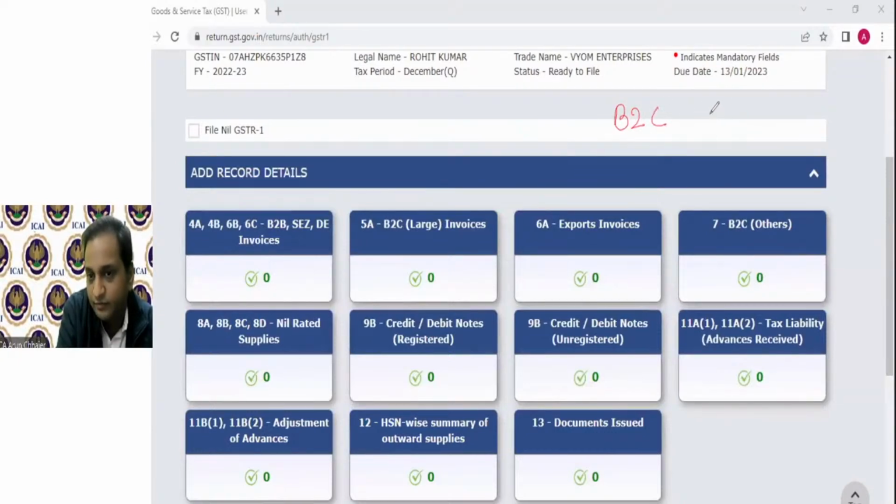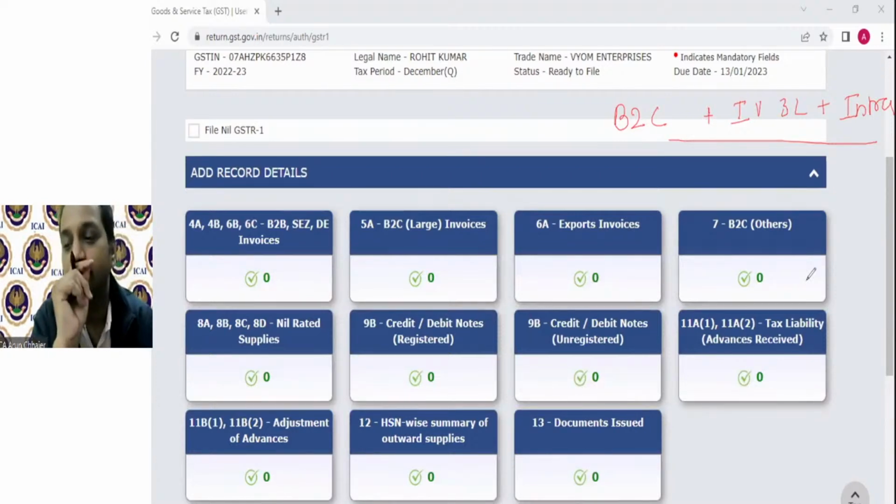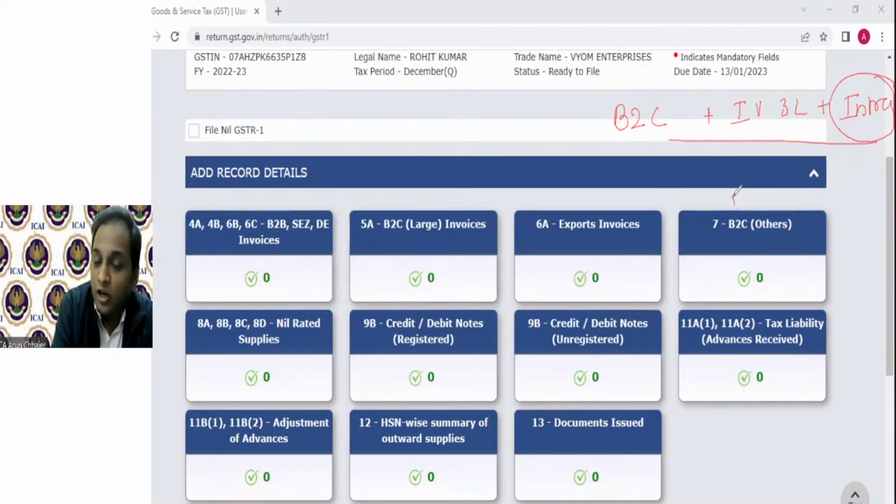Please confirm, B2C invoice value 3 lakh intra-state, where will it be reported? Intra-state, any value will always come in the table 7. This is only for inter.